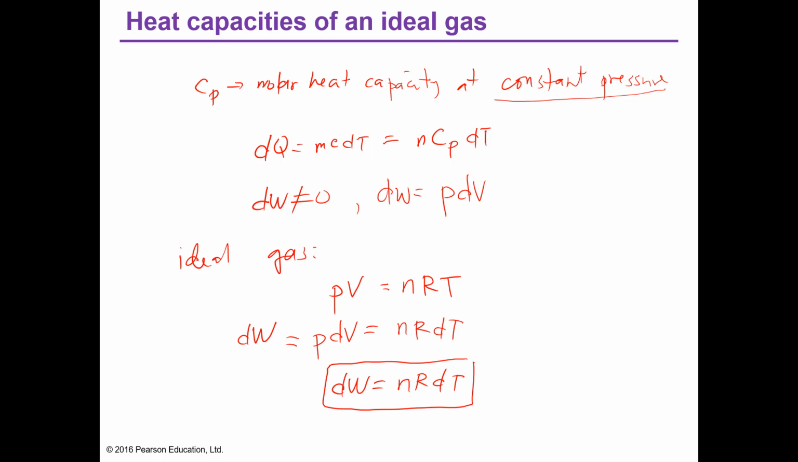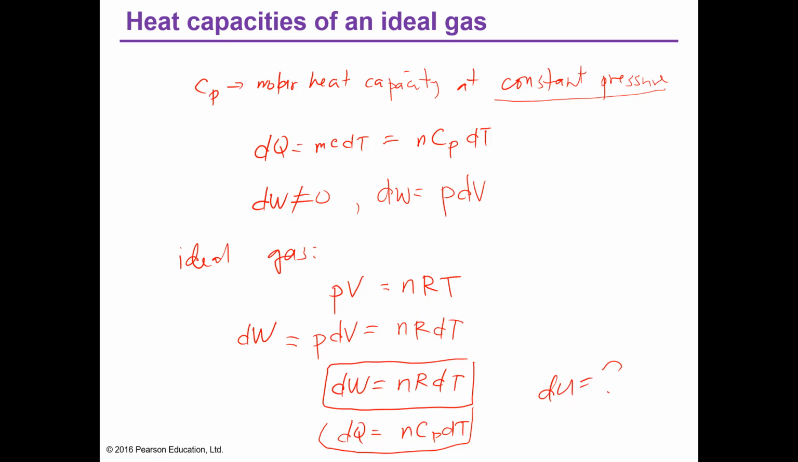dT. So we know dW, we also know dQ. dQ is equal to nCp dT. What's lacking is dU. What is dU? One of the properties of the change of internal energy of an ideal gas is that dU depends only on temperature. Okay?